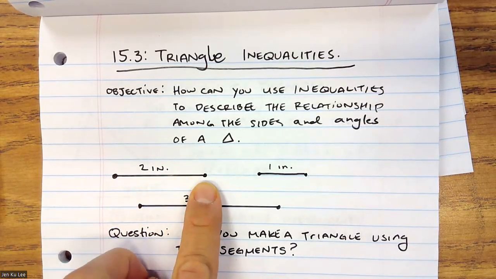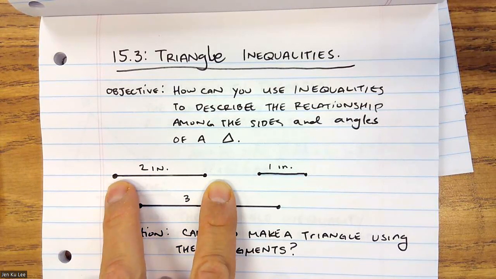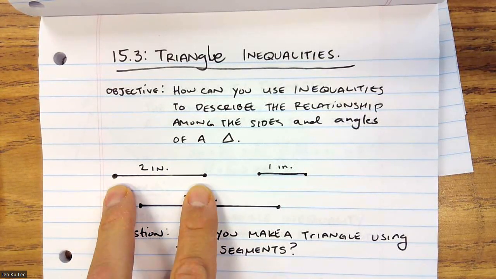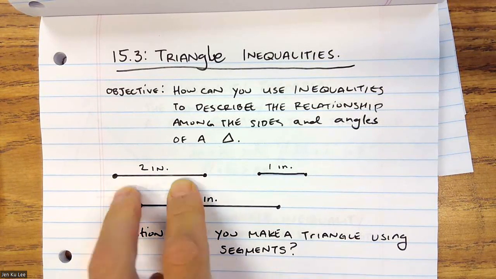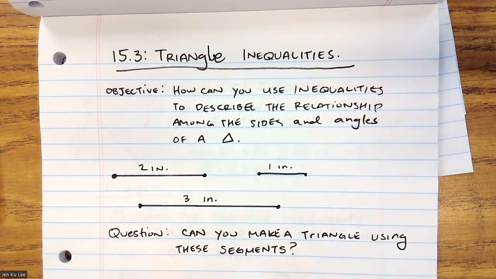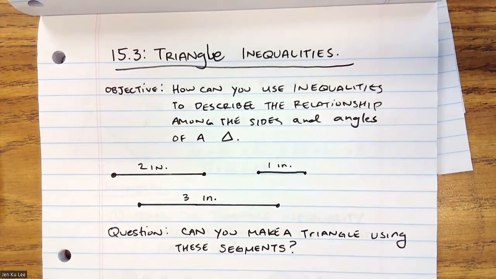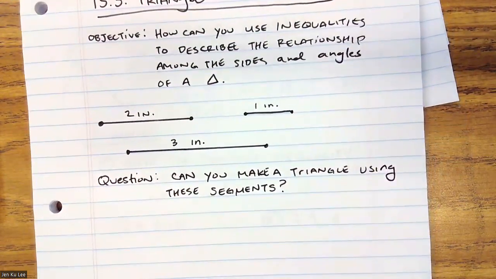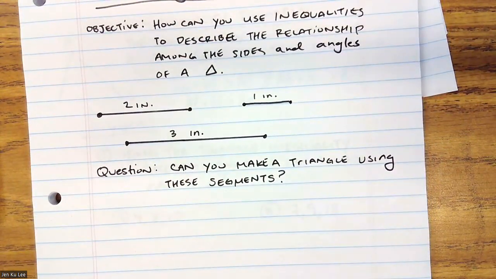This segment here is 2 inches long. I got a ruler, mapped out 2 inches, and I drew this segment. 1 inch and 3 inches. So the question I have for you is, can you make a triangle using these 3 segments?